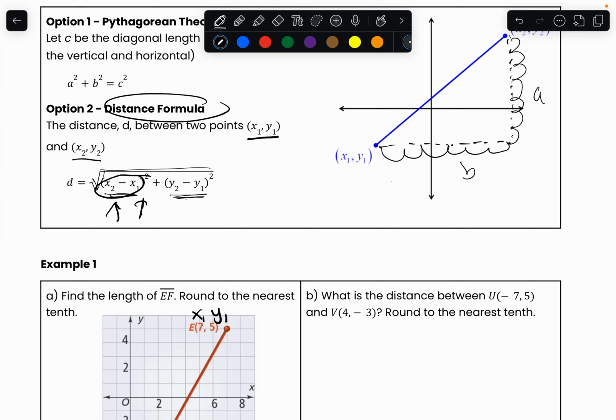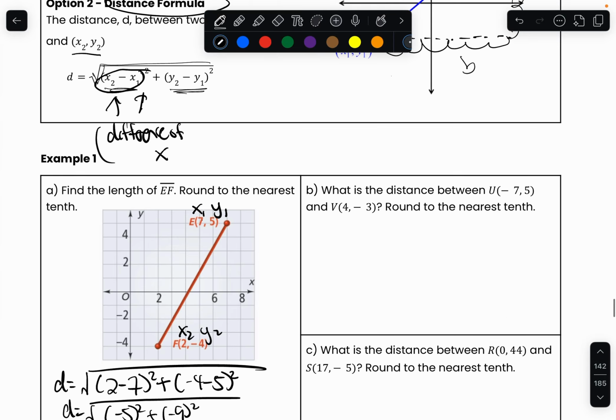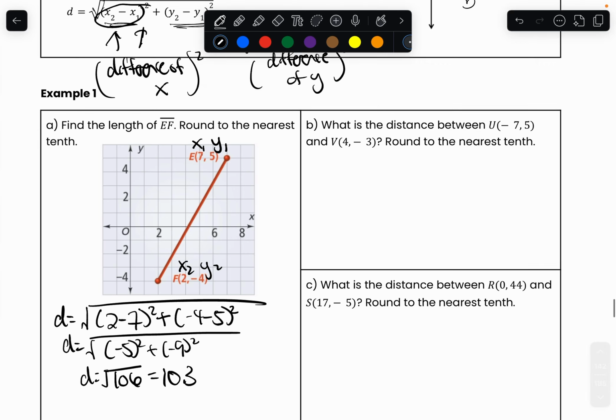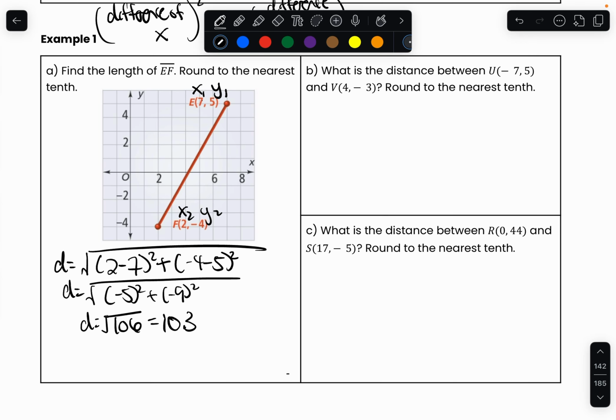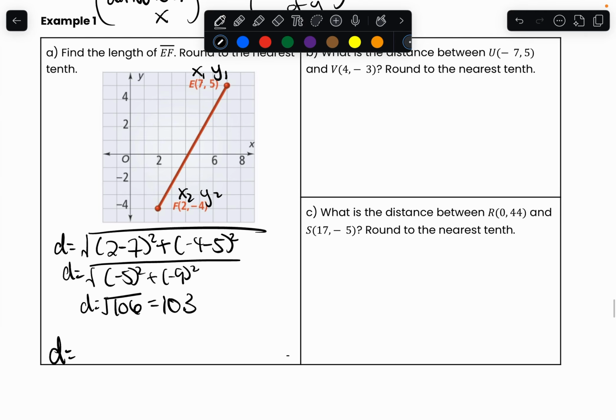of x, and then you square it. Part 2 here is the same thing. You find the difference of y, and then you square it. So if I do it my way, I'm still going to do the same thing. Distance equals square root parentheses. In the first parentheses, I'll put the difference of my x values. The difference between 7 and 2 is 5, so I'm going to put 5 squared.